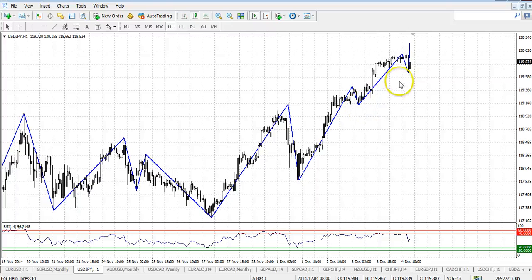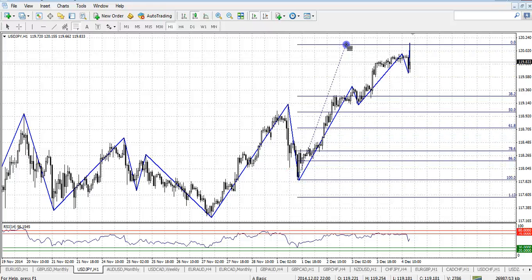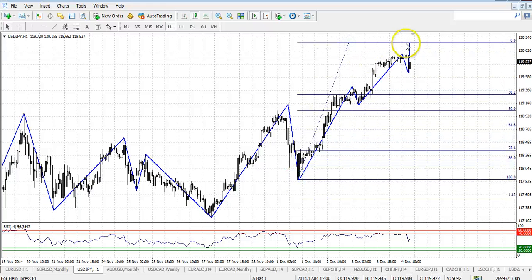Now you can use this point to draw up a fib, but the move from that point is so small that I'm not going to use it. The clearer moves are the better ones to use. So this is a proper move. So from here, A, all the way up to there is B.